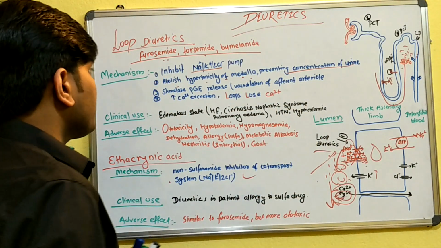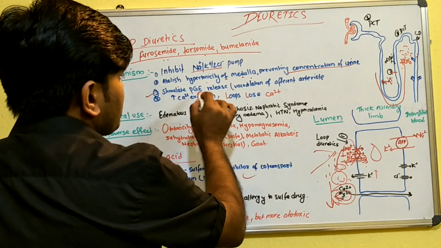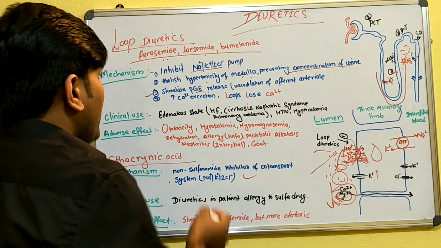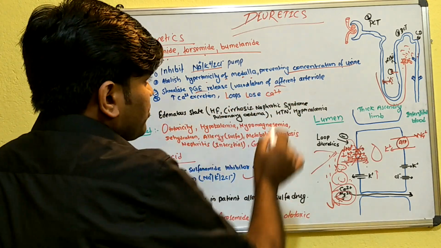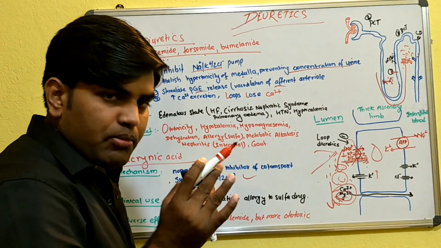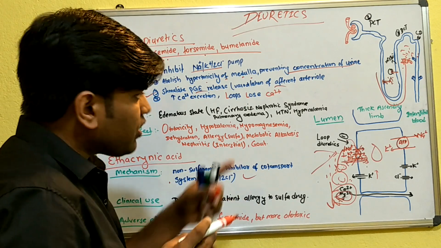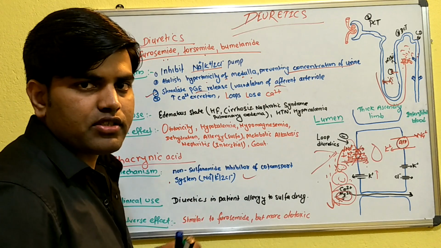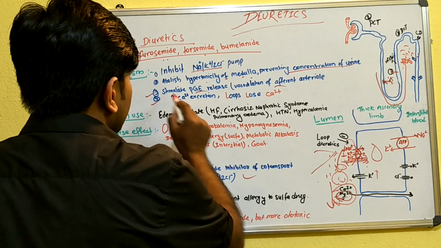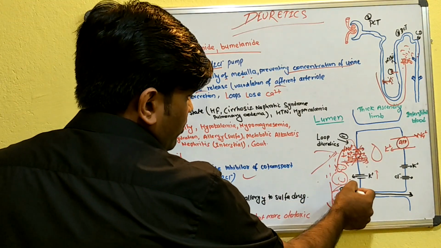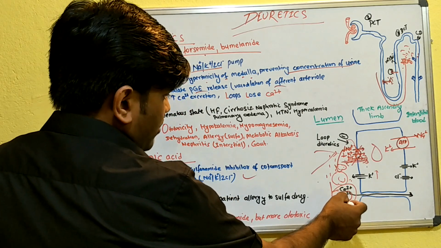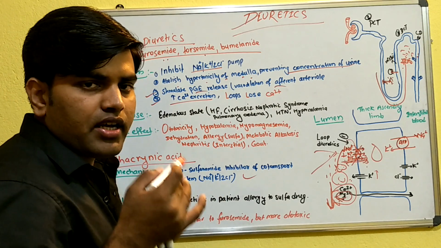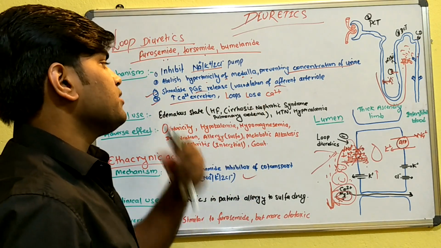That is important. Okay. Now it also stimulates the release of prostaglandin, which causes vasodilation of the afferent arteriole. With afferent arteriole vasodilation, there is an increase in blood flow, and even in low GFR we can use furosemide, the loop group of diuretics. Now since the pump is not working, calcium and magnesium will not be absorbed, so they will be excreted in the urine. So loop diuretics cause loss of calcium.